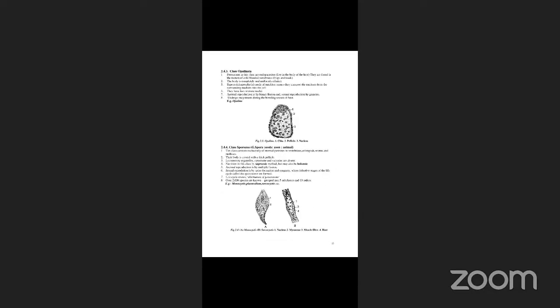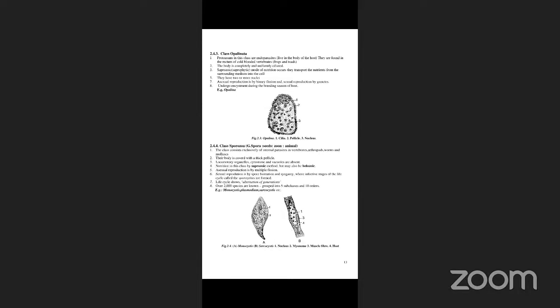The next is class Opalinata. Here they are endoparasites. Endo means inside, so they live in the body of the host. They are found in the rectum of cold-blooded vertebrates like frogs and toads. They are completely and uniformly ciliated, as you can see in the image, with cilia covering all over the body. They have a saprophytic mode of nutrition, feeding on dead matter, and the nutrients are transported throughout the cell. They have two or more nuclei. Asexual reproduction is by binary fission and sexual reproduction is by forming gametes. They form cysts in the breeding season of the host.